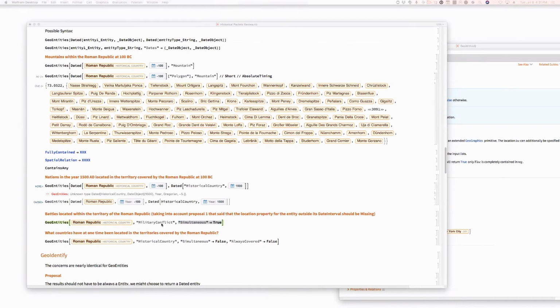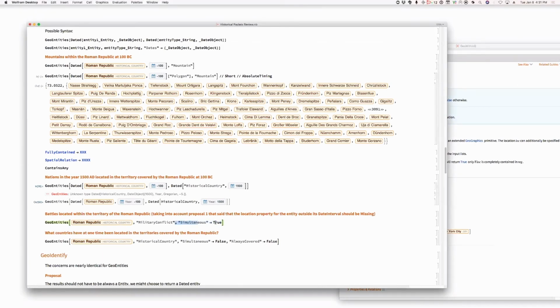So I don't think you ever need this. What would you want to do? If you want the Roman Republic in a particular year, then you say it. Otherwise, this is the full spatio-temporal Roman Republic.